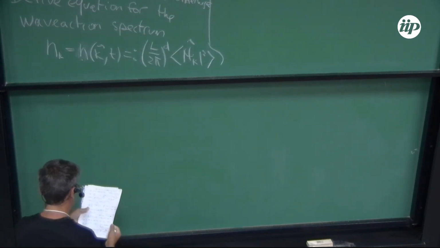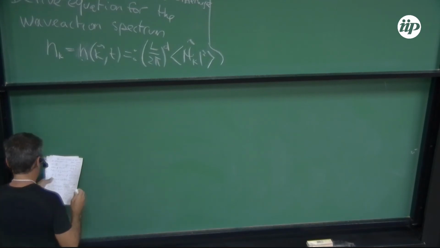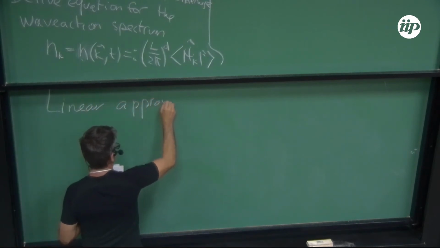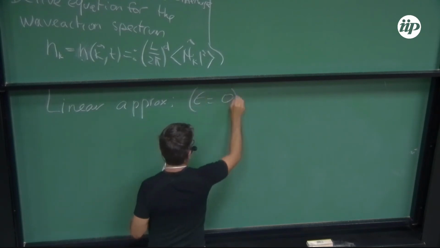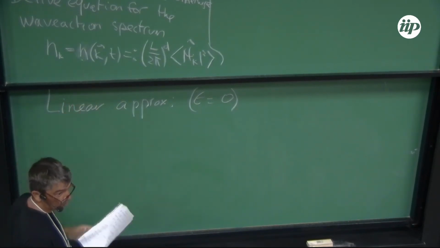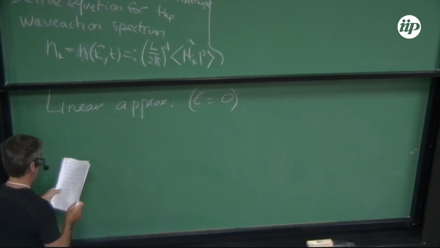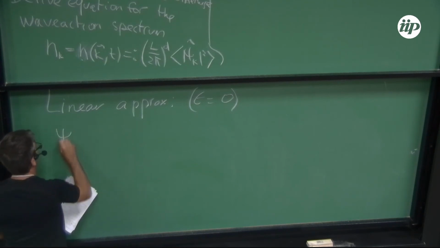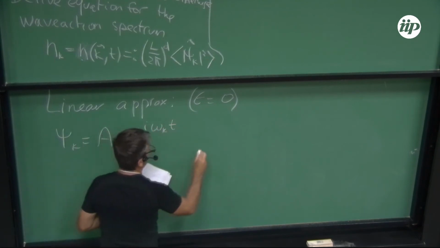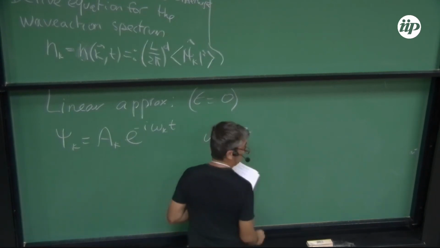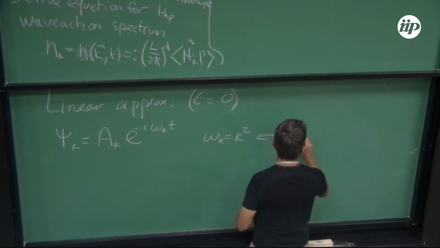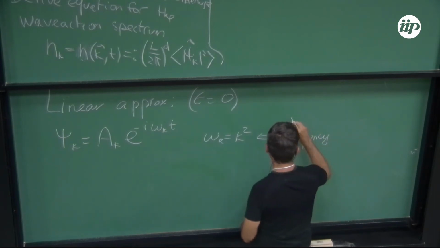So first of all, okay, the linear approximation, which of course corresponds to the epsilon equal to 0 case, right? And in this case, the sum on the equation at the top is equal to 0. And elementary, we have a wave solution of the form psi k equal to a_k e to the minus i omega_k t. So omega_k, which is equal to k squared, this is the dispersion relation for this case. This is the frequency, so wave frequency.